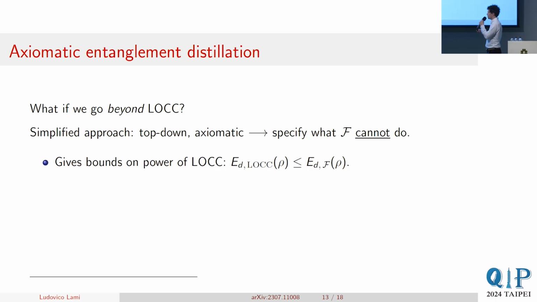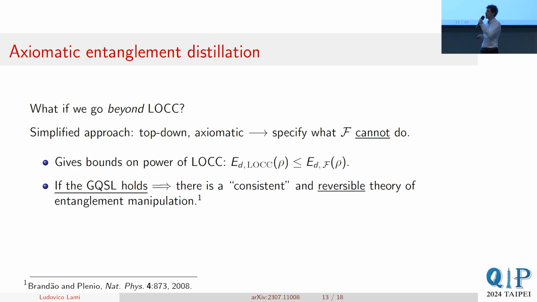And there are two advantages to this. The first one is that this gives a bound on the power of LOCC. So you get an upper bound on the power of LOCC by going to instead this set F, which will be larger, typically, than LOCC. And if you can compute this new quantity, you get an upper bound on the distillable entanglement under LOCC. So even if you don't care about these free operations, because I don't know, whatever, you don't care about this comparison with thermodynamics, this should still be very interesting to you because it's a very good way to find bounds. And historically, many of the bounds have been found in this way, more or less consciously.